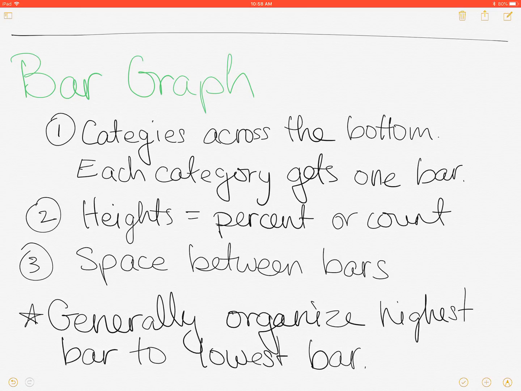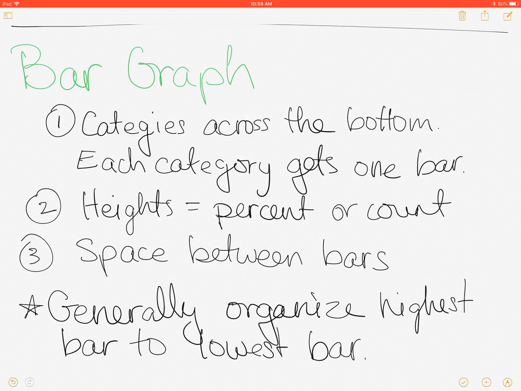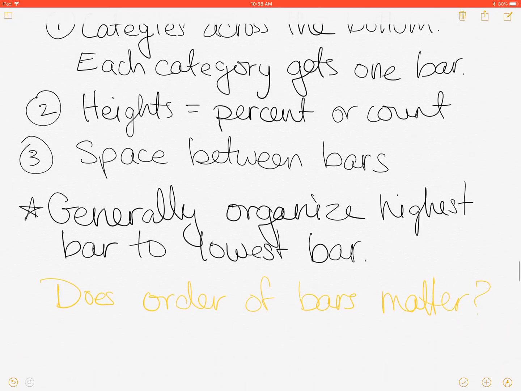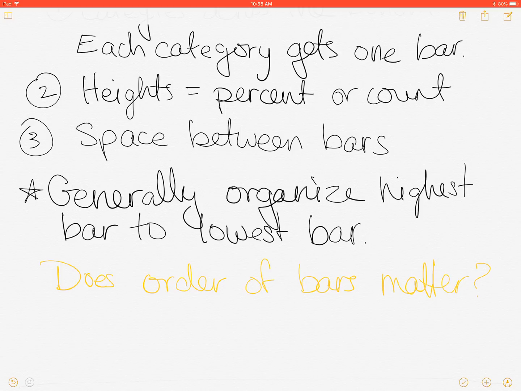The next thing to know, this is kind of just an aesthetic thing, but you'll see why in a little while, we always put spaces between our bars. Those bars are not related to each other. We just separate them by a little bit of a space. It doesn't have to be too much. And not required, but generally we organize them so that the highest bars are first and the lowest bars are last, highest to lowest.